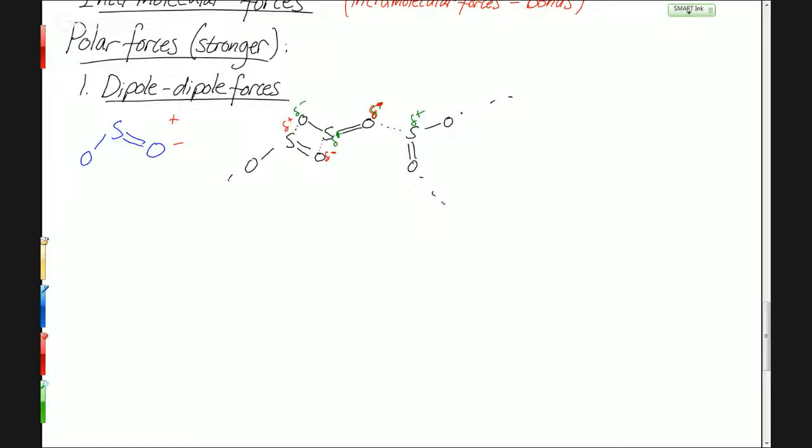These happen in all polar molecules. And since they're fairly strong, that means that polar molecules are generally going to be held together more strongly than nonpolar molecules.